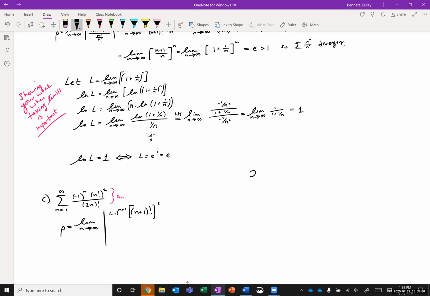Really quickly, I just anticipate people making this mistake. It's not going to be 2n plus 1 factorial. It's going to be 2 times (n plus 1) factorial, which is 2 times 2n plus 2. So that's something to be careful of here.